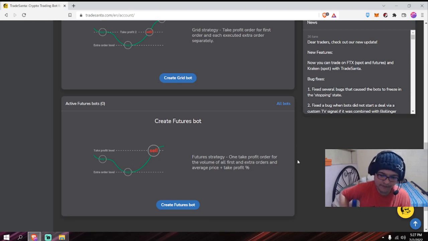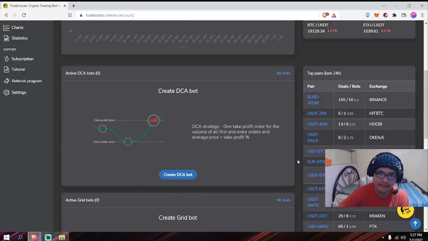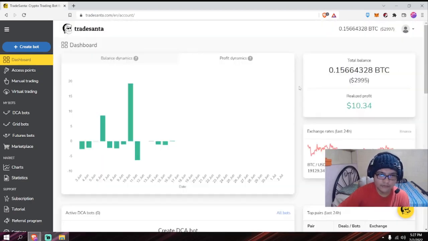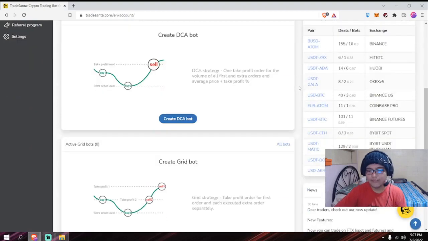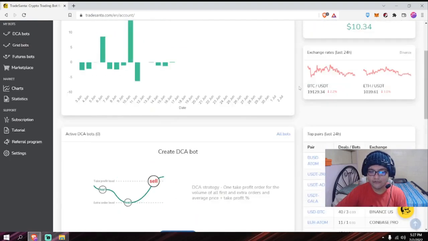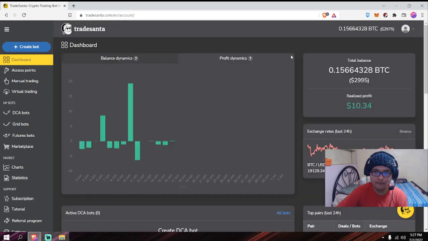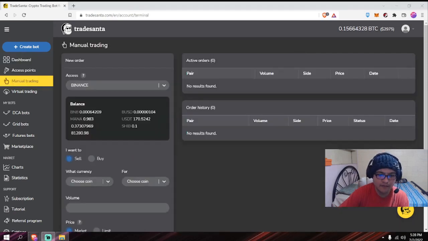And the reason why I subscribed to this is because I want to trade the futures. You can change the theme from night mode to day mode. But to me, day mode is just too damn bright. I don't like using it, so I switch to night mode. So that is it for the dashboard.